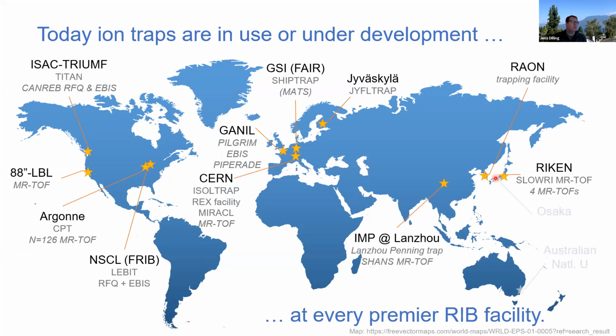We heard from Jyväskylä already just now, but essentially every radioactive beam facility around the world either has ion traps at their disposal or is developing ion traps for use for beam purification or for measurements. It's a very powerful tool, and the popularity is rising. Everyone wants to have it. And I think there are even plans to build one at IFEMPA.